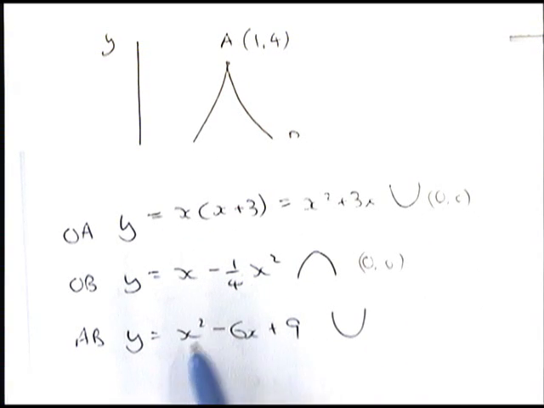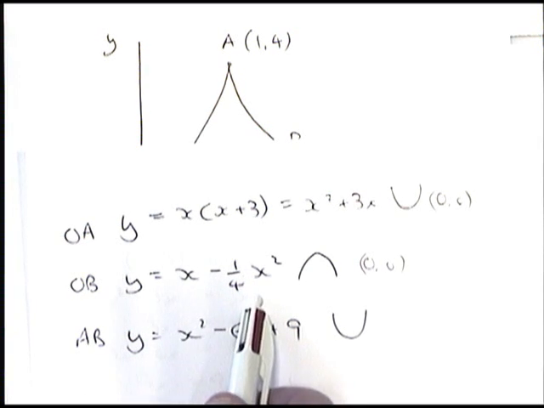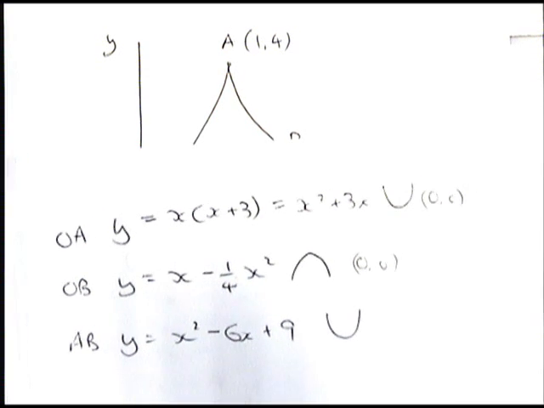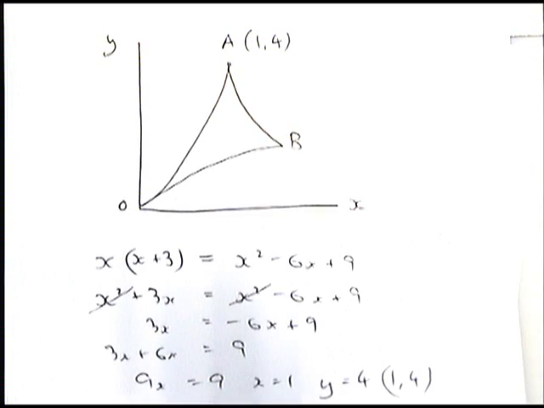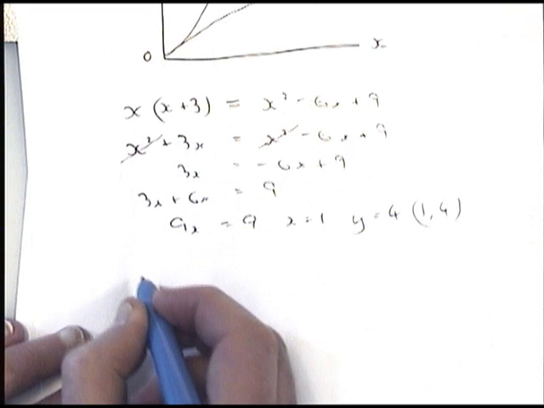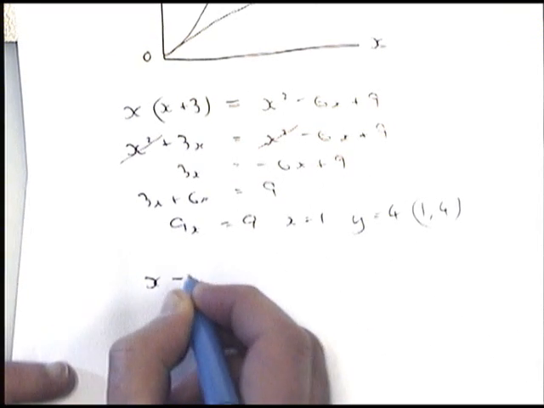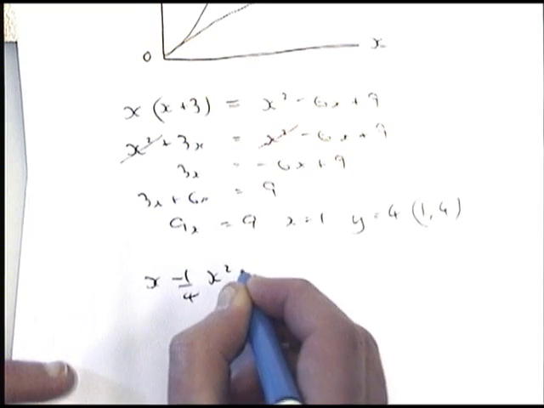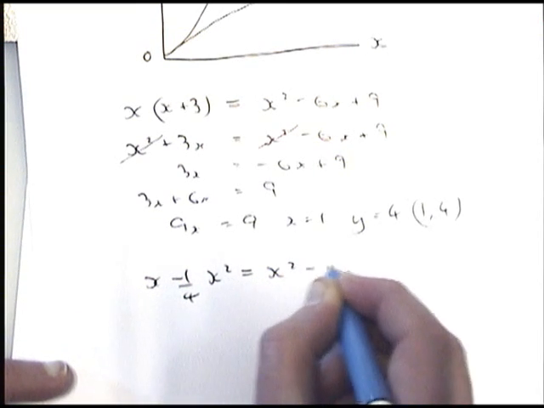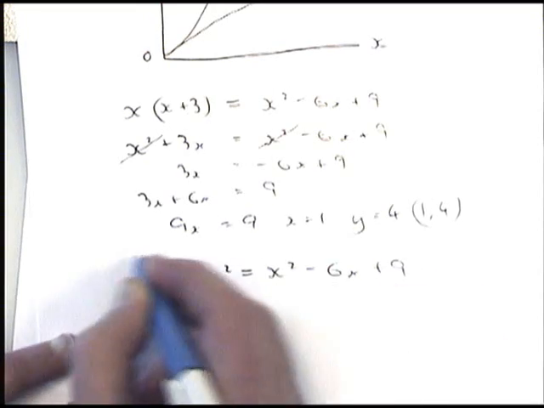So I'm going to write them equal to each other to find their point of intersection. So I'm going to write x minus a quarter x squared equals x squared minus 6x plus 9. So to find B, I'm going to put them equal to each other: x minus a quarter x squared equals x squared minus 6x plus 9.